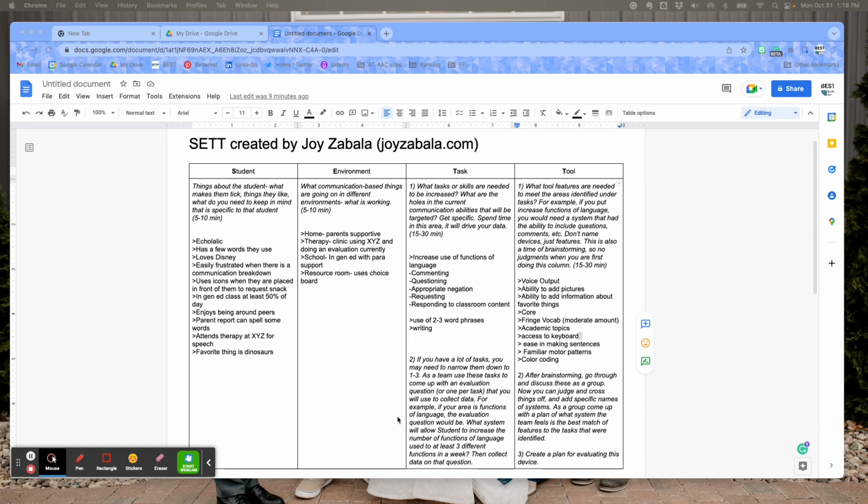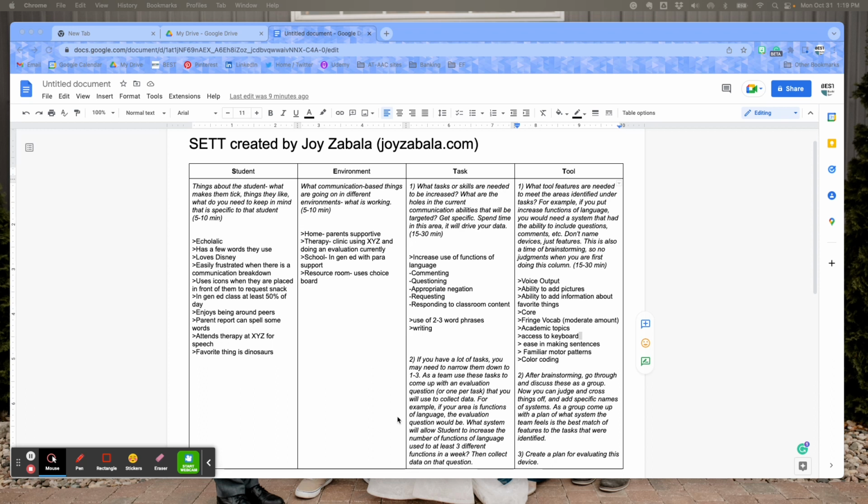So what you're going to want to do is start with what is the data right now on the different functions of language? How many is the student using? Just do a simple data sheet of that was a comment, that was a question, that was a response, that was a request, whatever you determine. It could be that you're only going to target 2 or 3 of them because that's just what's going to really meet what the student needs.